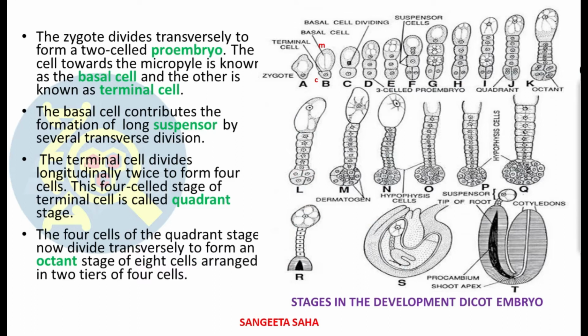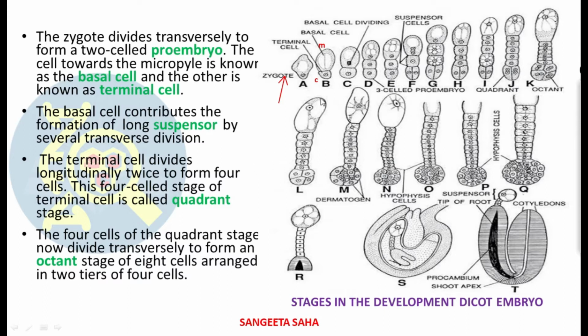Now let us start with the zygote. It is a diploid structure, you can see here. Now it is formed due to the fertilization when the male gamete fuses with the egg. Now we need to know which one is the chalazial end and which one is the micropylar end. You can see here I have already marked in red that this one is the micropylar end, which is represented as small m, and this one is the chalazial end, which is represented as C.